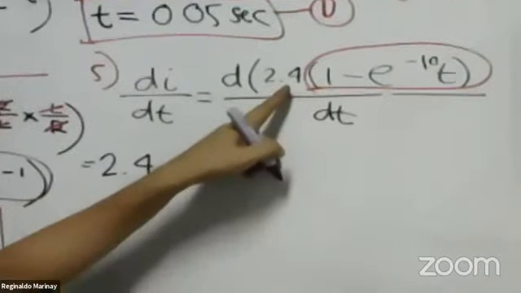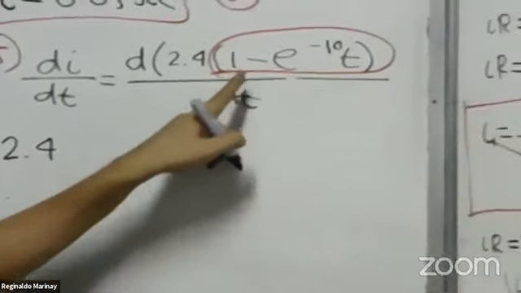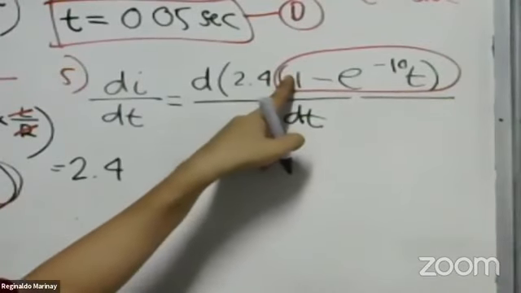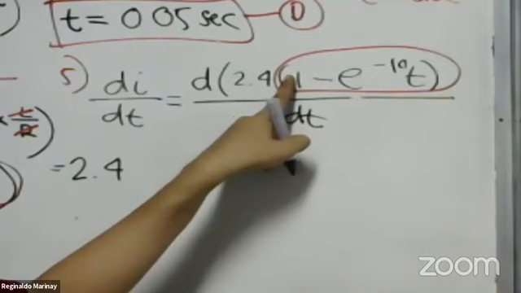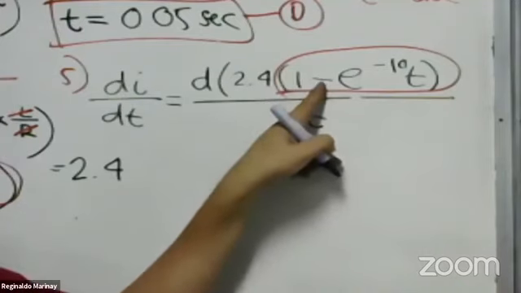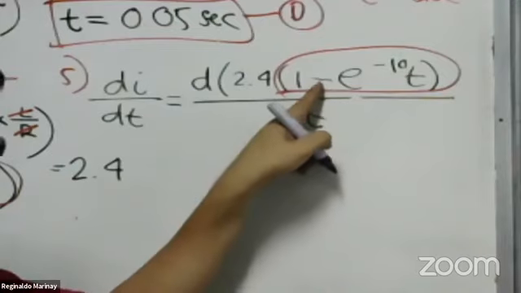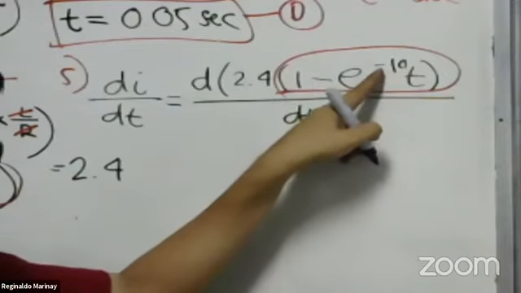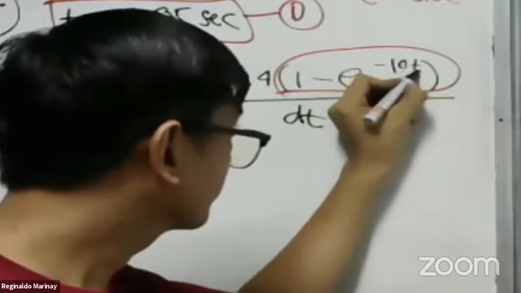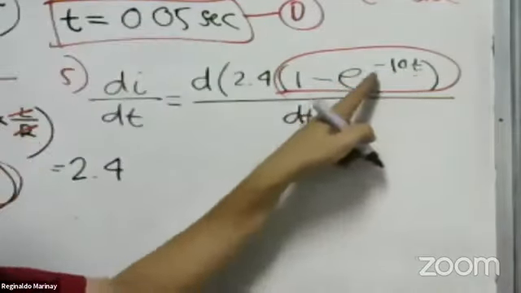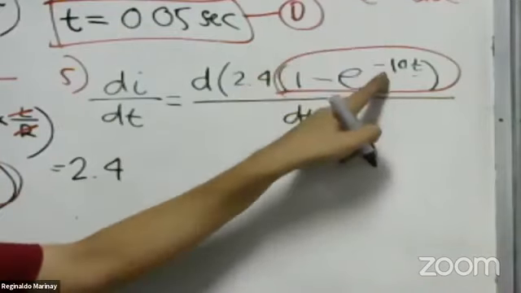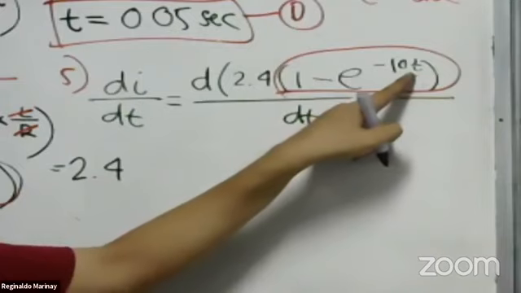2.4 is just a constant, so let us take the derivative. What is the derivative of a constant? 0. Then carry over the negative sign. What is the derivative of negative e raised to negative 10t? t is part of the exponent. This is e to the u, wherein our u here is negative 10t.